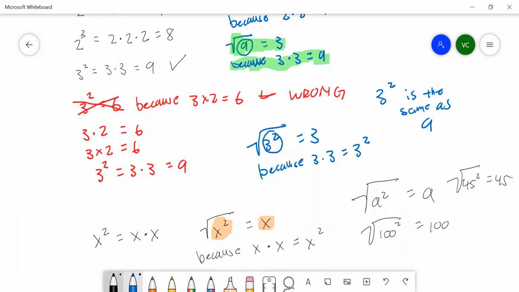Okay. Try it out on your calculator if you're still confused, but hopefully this helps.